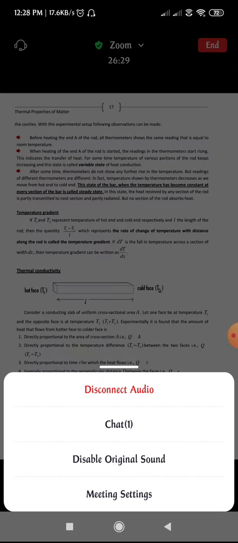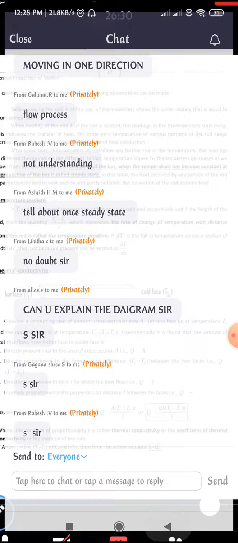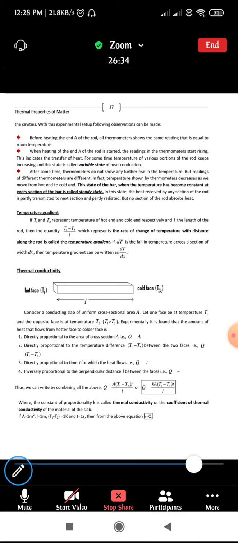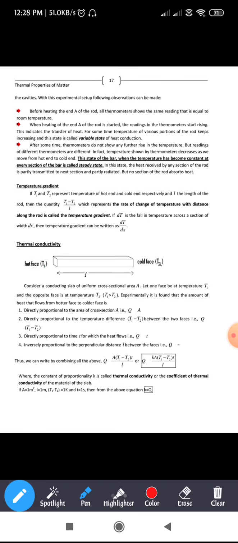Okay, fine. So coming to the next one, it is temperature gradient. Let us see what we mean by temperature gradient. It is said that if T1, T2 represent the temperature of the hot end and the cold end respectively, and L the length of the rod, then the quantity (T1 minus T2) divided by L, which represents the rate of change of temperature with the distance along the rod, is called temperature gradient.